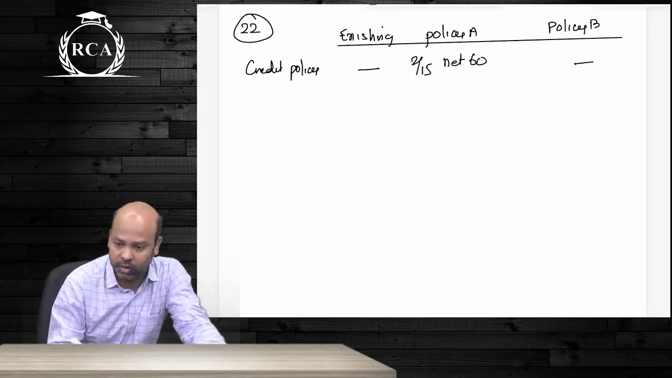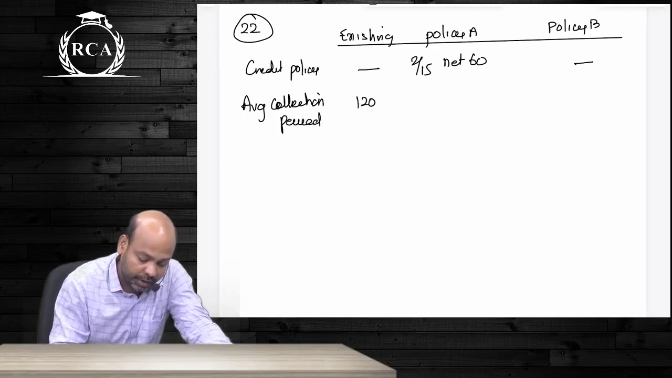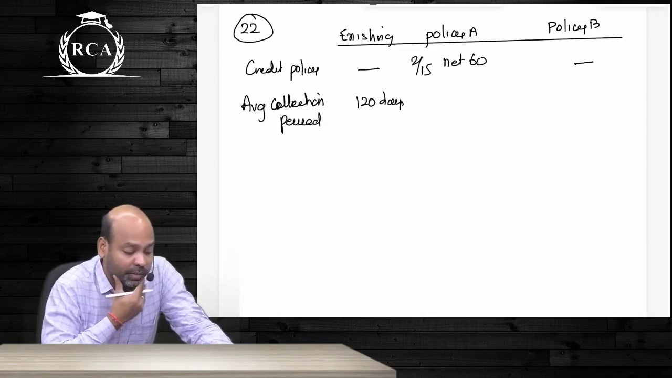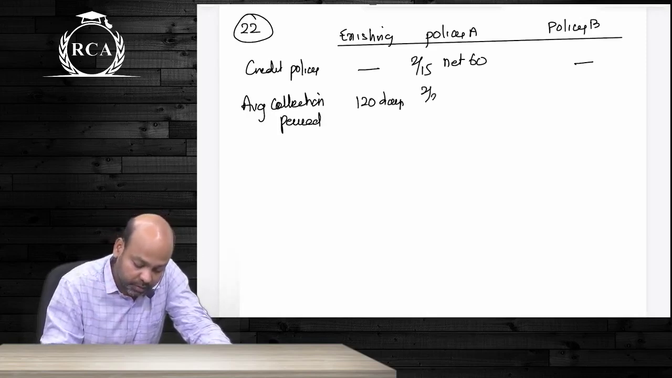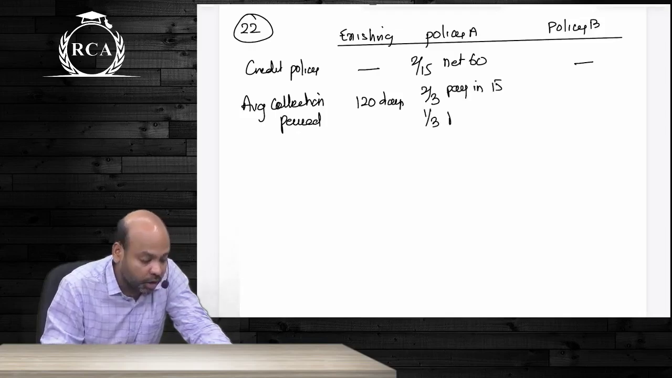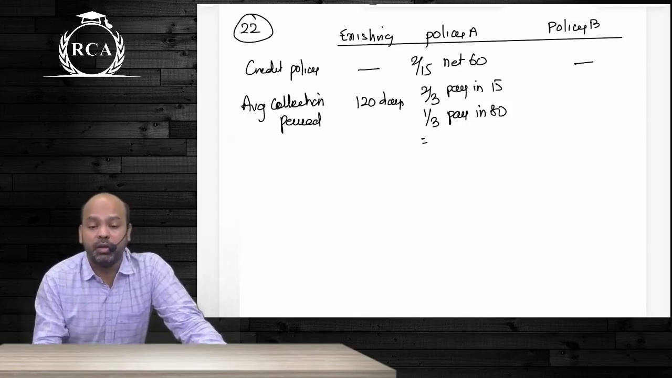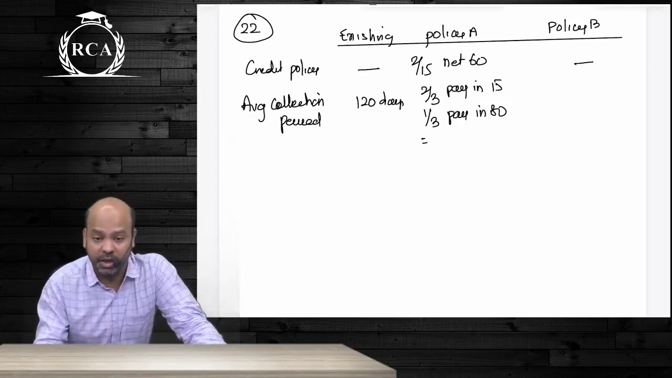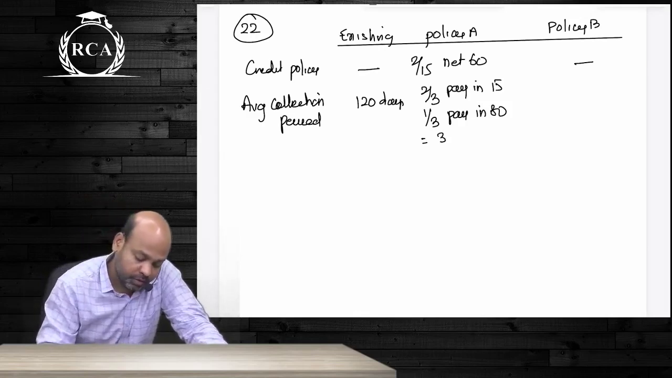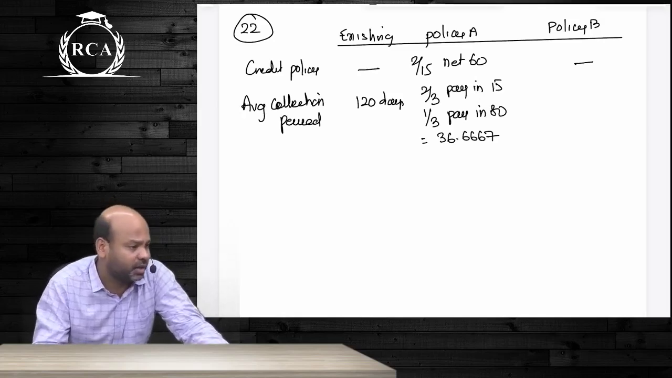Average collection period for the first one is already defined, guys. It is 120 days. For the second one, it says that 2/3 of the customers will pay in 15 days. The balance 1/3 will pay on an average in how many days? 80 days. 2/3 of 15 is 10, plus 1/3 of 80, guys. 1/3 of 80 is 26.67, and adding both gives 36.667, guys. I want the accurate investment data. That's why I'm writing like this.